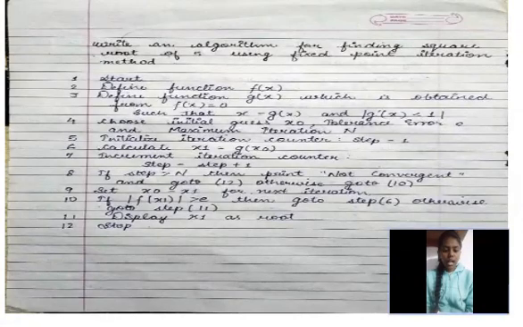The fifth step is to initialize the iteration counter, step = 1, and the sixth step will be to calculate x1 = g(x0). Okay, so we will increase the counter, and if step is greater than n, then print "not convergent" and go to step 12, otherwise go to step 10.